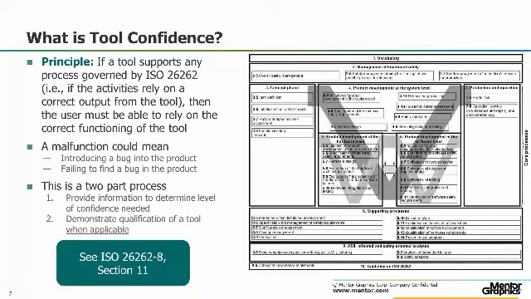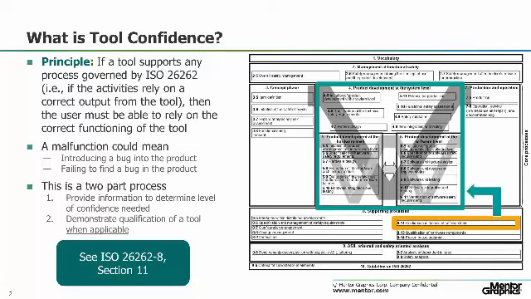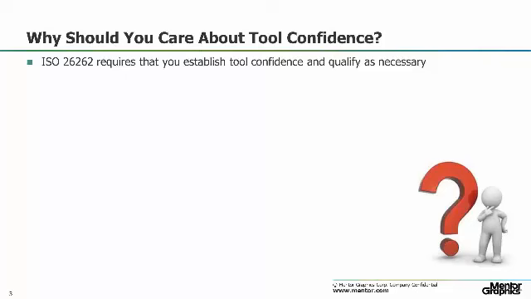The standard basically identifies the section for determining confidence in the tool. Basically, this allows companies to limit their liability if anything subsequently goes wrong relating to their product. So why should you care about this? Because obviously it is required that you establish tool confidence and qualify as necessary.